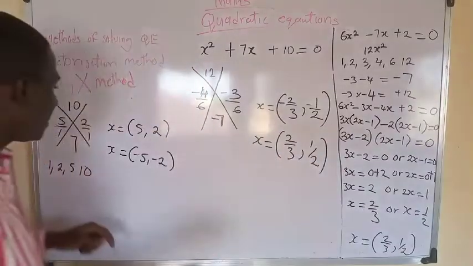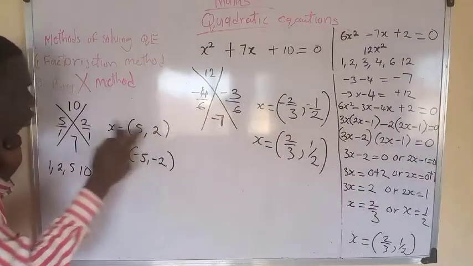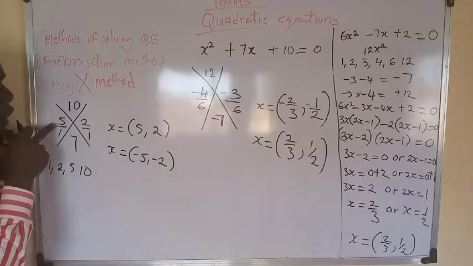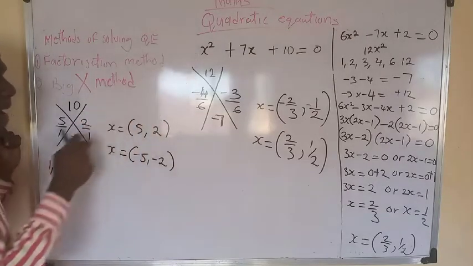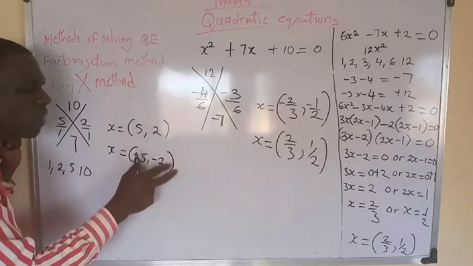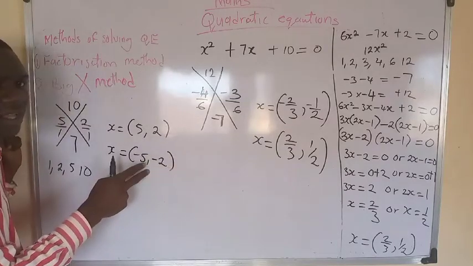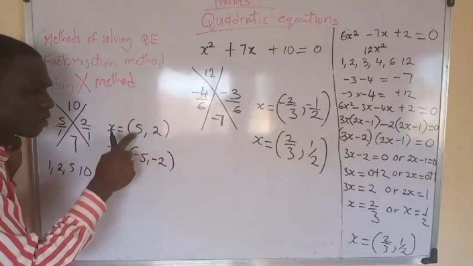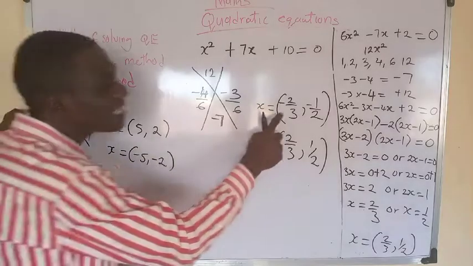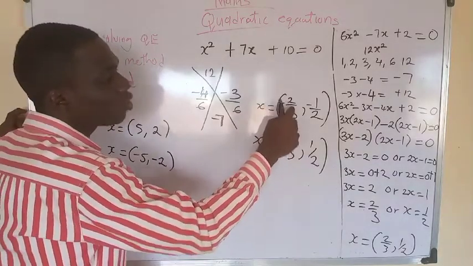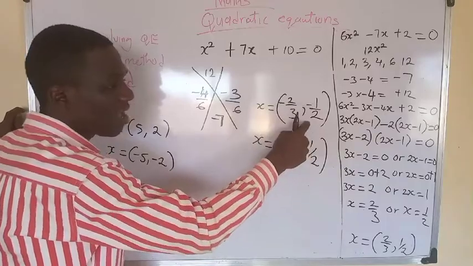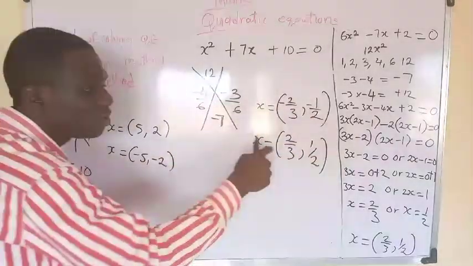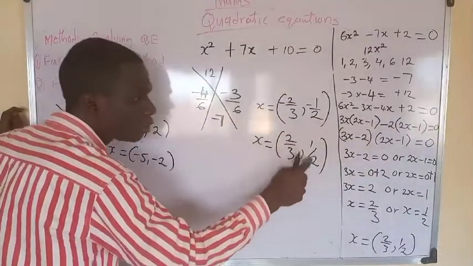So remember, in this case, it was positive when I divided by the coefficient of x squared, which is 1. After getting 5 and 2, I had to write the opposite of the answer, the opposite of 5 and 2, which is minus 5 and minus 2. In this case now, I got minus 2 over 3 and minus 1 over 2. I have to write the opposite of the answer, which is what? Plus 2 over 3 and 1 over 2.